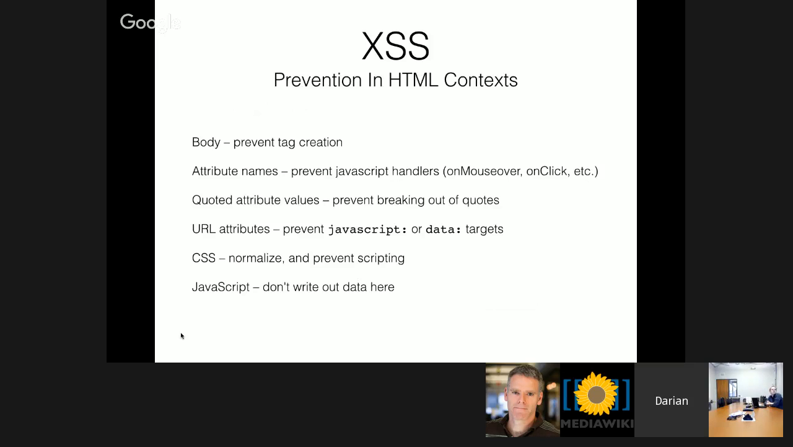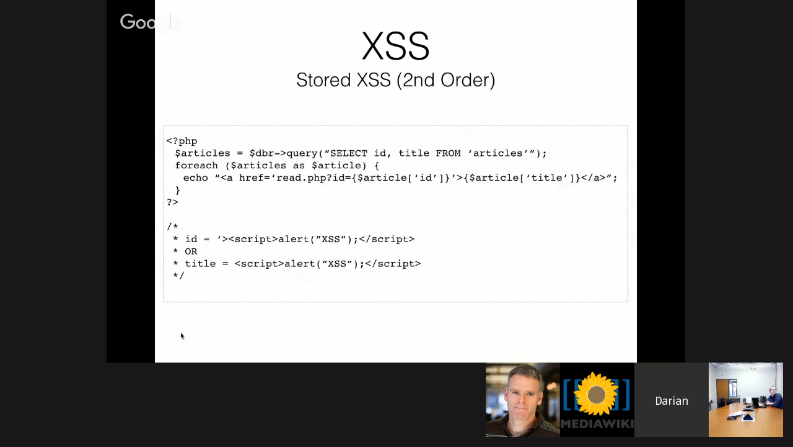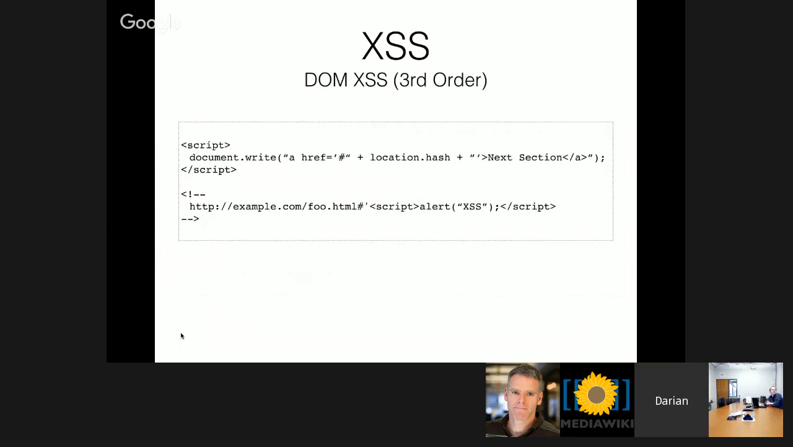For URL attributes, don't allow javascript: or data: targets. Both of those can be sinks for XSS. So in our href example, let's see. Oh, we don't really have one, but let's say we had an anchor tag similar to this example, and we were inserting a value into the href attribute. If an attacker was able to gain control over that value, they could inject javascript:alert(XSS), which would have basically the same effect as the example that we see here.